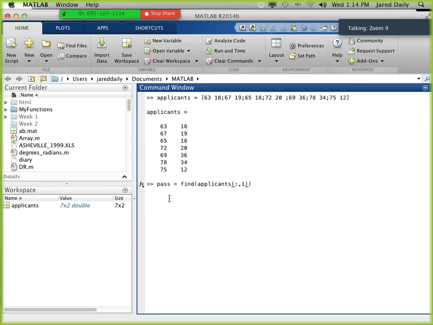But this syntax, what the colon means is everything. So if it comes in the first spot, it's everything in the rows, so it's all the rows. If it comes over here, it's all the columns. And I always forget that. So the colon means all the rows, first column. So all the rows, first column means we're looking at all the ages. So we want to look at all their ages, and we want to know when their age is greater than or equal to 66. So we're looking for older people.